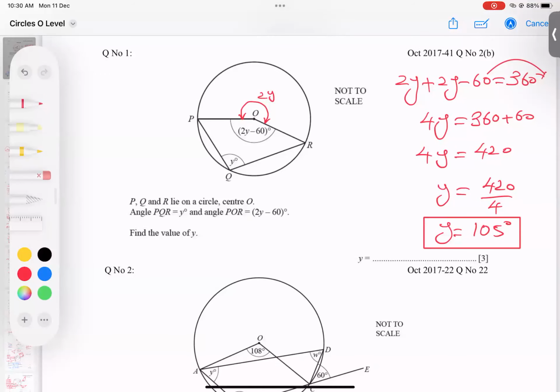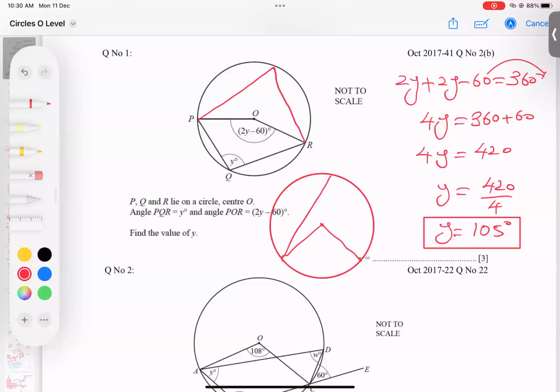Now I'm discussing way number 2. Way number 1 is done. For way number 2, you can make an extra line like this, and it is allowed. If some students think we can't make an extra line, we can make it. Look here: this is the angle at the center, and this is the angle at the circumference. If this is 2y minus 60, what about this? Half of it. Divided by 2, I get y.